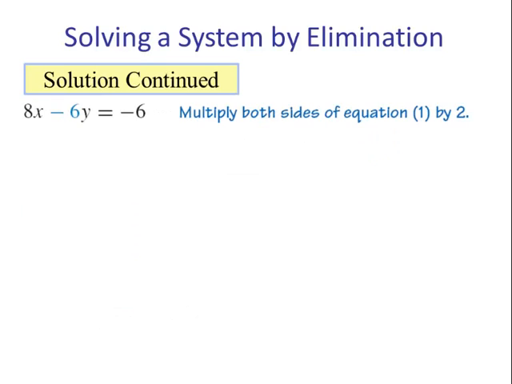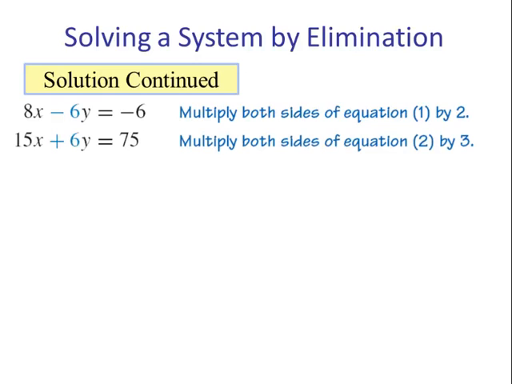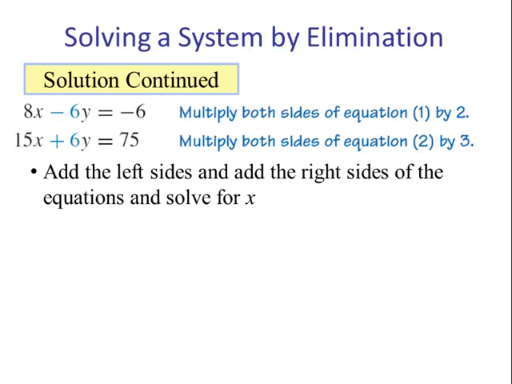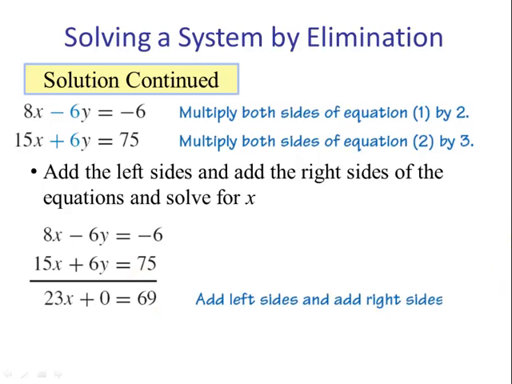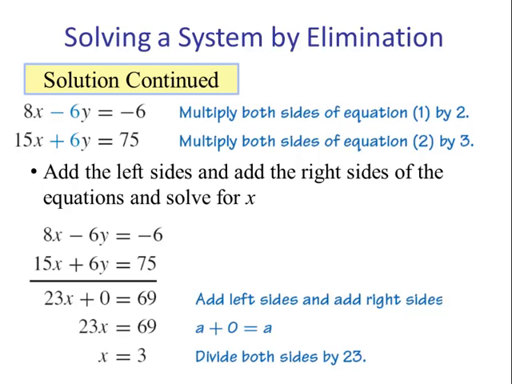So the first equation will become 8x minus 6y equals negative 6. The second equation will become 15x plus 6y equals 75. Now when we add the two equations up, this is going to become 23x. This is eliminated. We bring down our equal sign, and then this will become 69. Solving for x, we divide by 23, and we see that x is equal to 3.